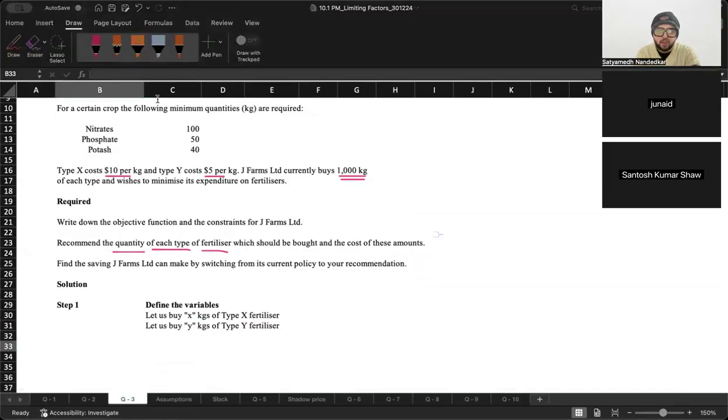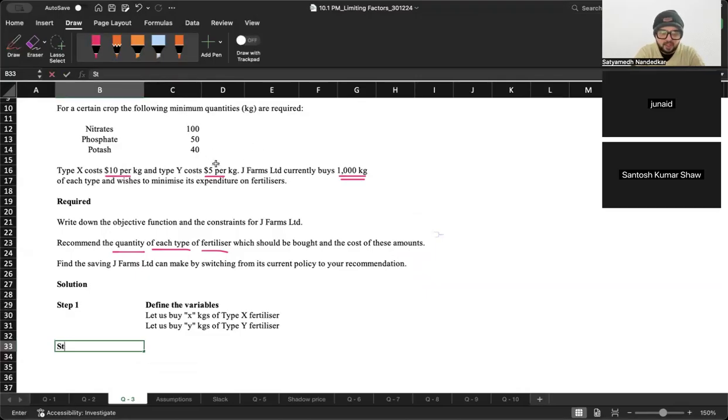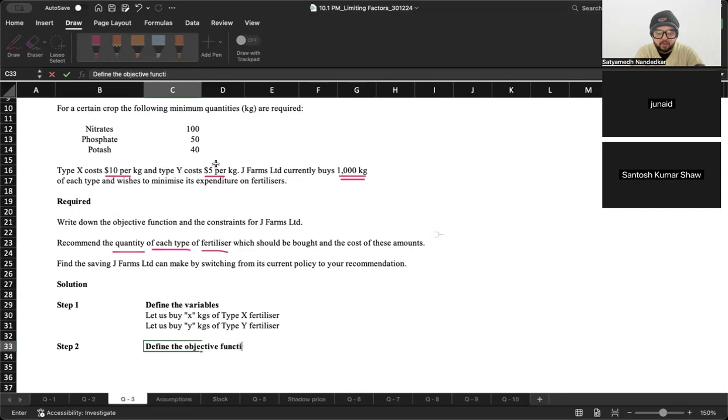Now, what do we want to do? We want to here, for the first time, we want to keep the cost under control. So far, we had not kept costs under control. We were trying to maximize the contribution. Here, type X costs 10 per kg, type Y costs 5 per kg. So, my step 2 would be to define the objective function. The objective function is to minimize the cost.